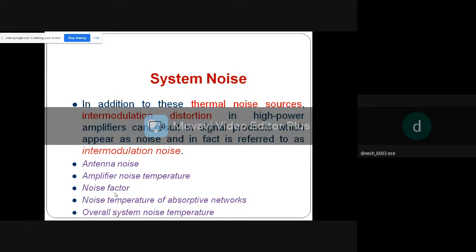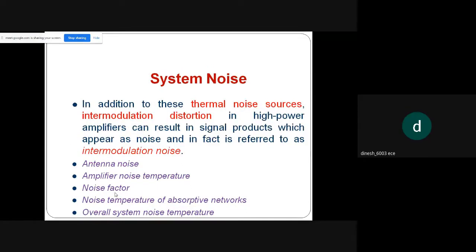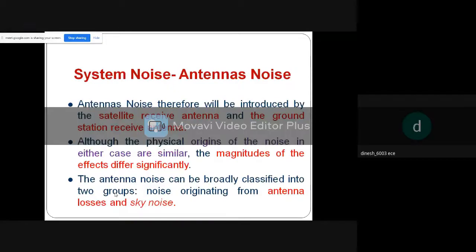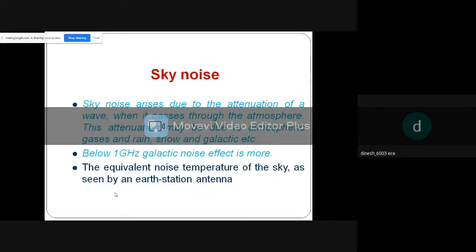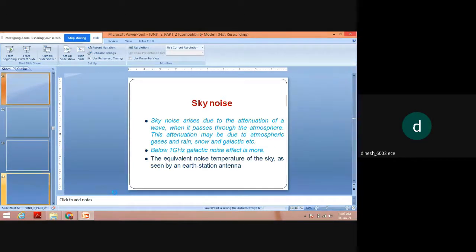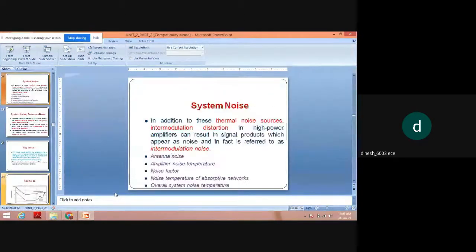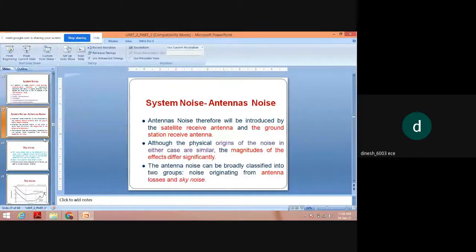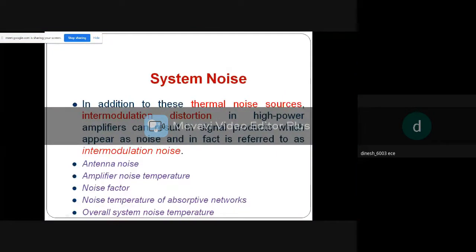So how do they occur? Antenna noise, amplifier noise temperature, noise factor, noise temperature of absorptive networks, overall system noise temperature. So let us see the first, antenna noise.